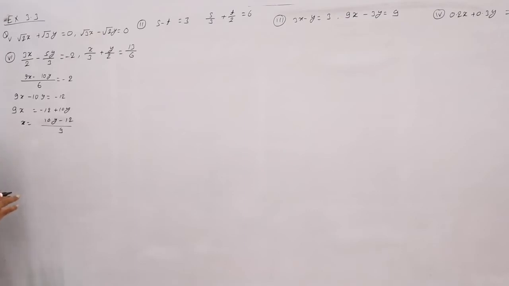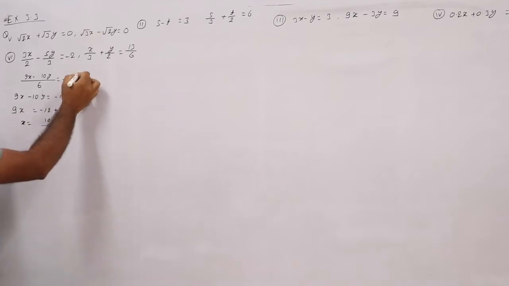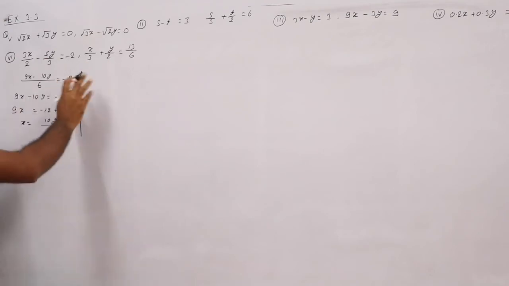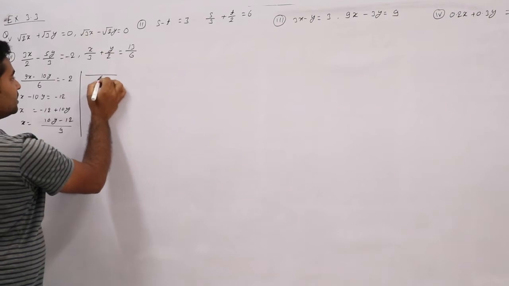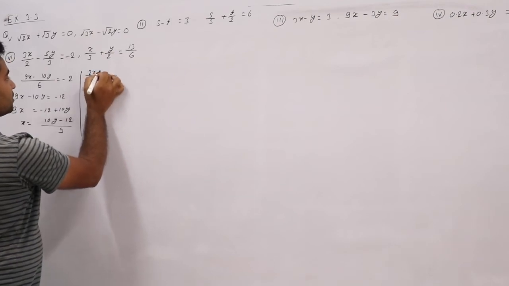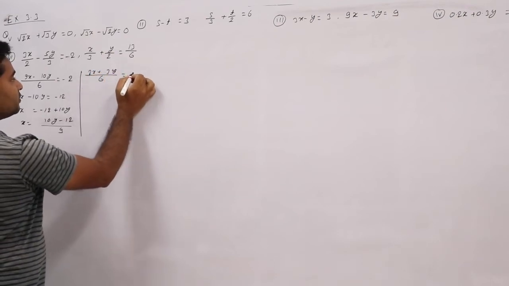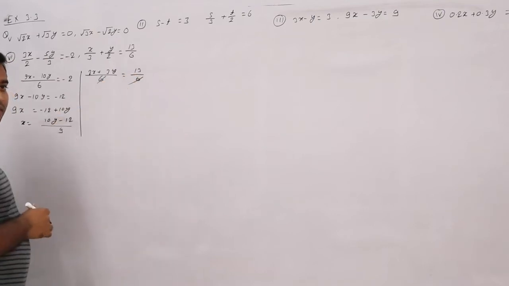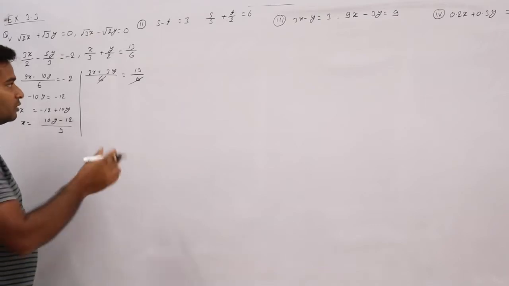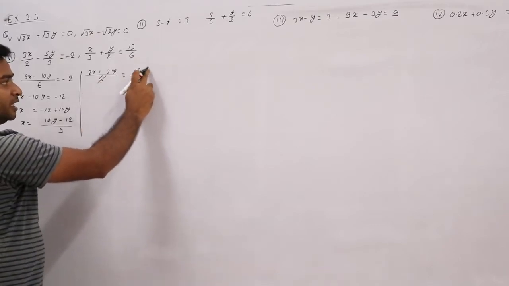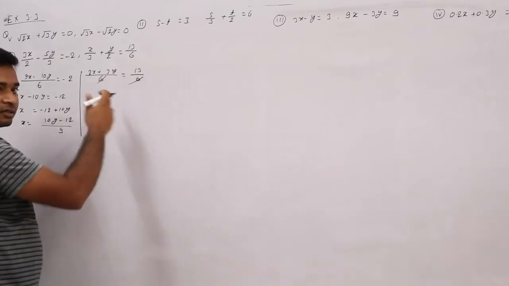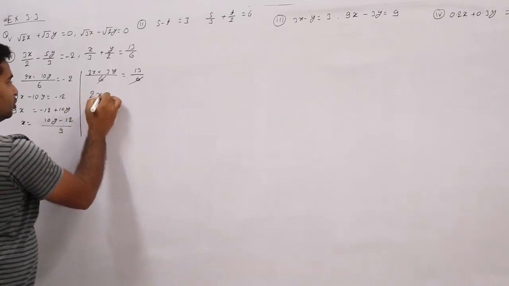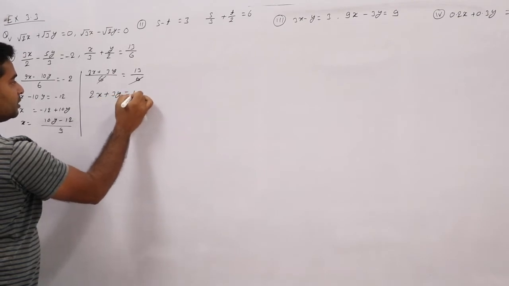We got the value of x, and this value we will substitute. First we'll simplify this one and then put this value here, right? So here the LCM is 6. So 2x plus 3y is equal to 13 by 6. The downside we can cancel: if I take this one 6 here, it becomes 6, so upside 6 and downside 6 can be cancelled. So here we get 2x plus 3y is equal to 13.